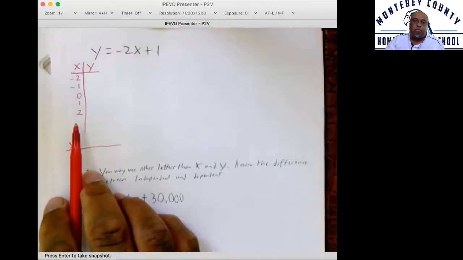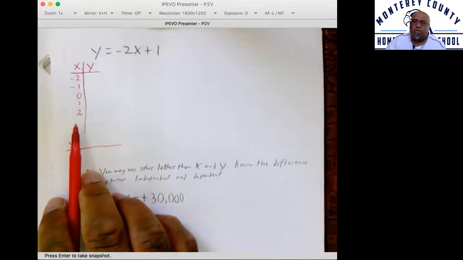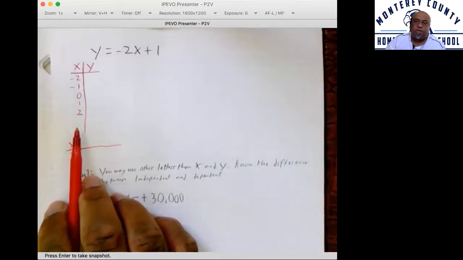But the rule is to use convenient x values. Convenient means x values that are going to make it easy for your graph to be made. If 78 is your favorite number, good, you can use 78 and it will graph correctly, but it's probably not going to be the easiest number to graph. You would need a very large graph or very large intervals.